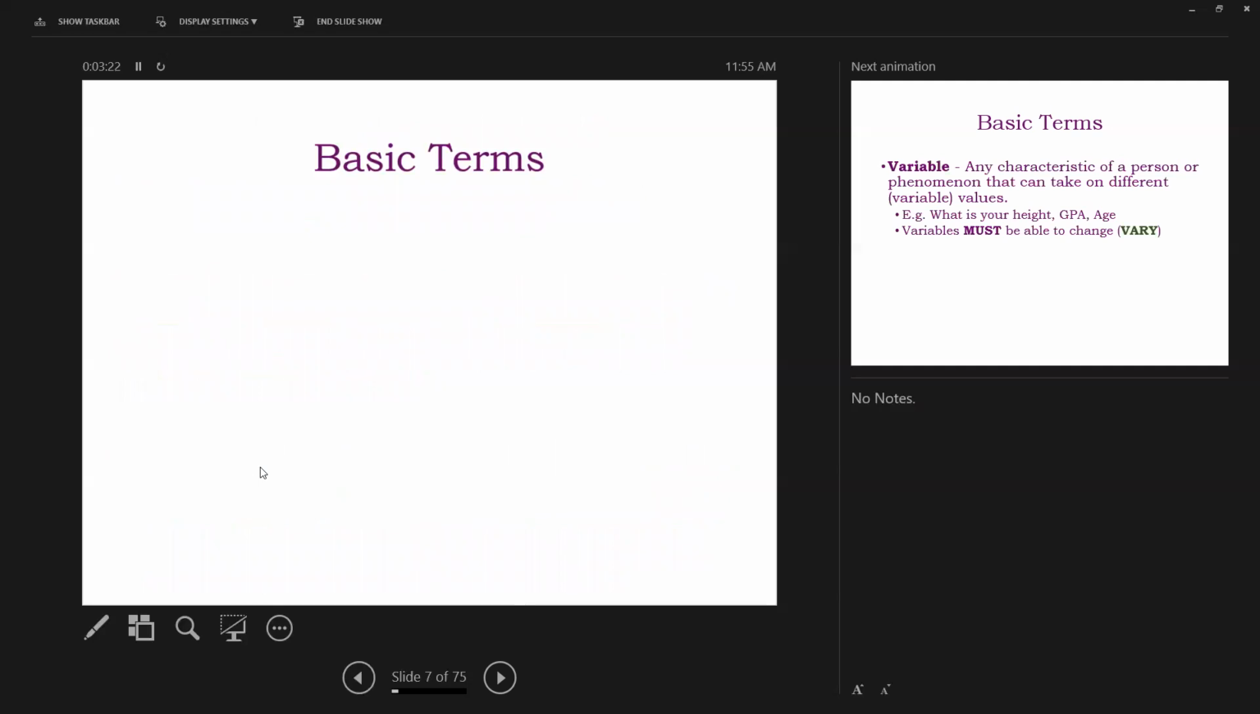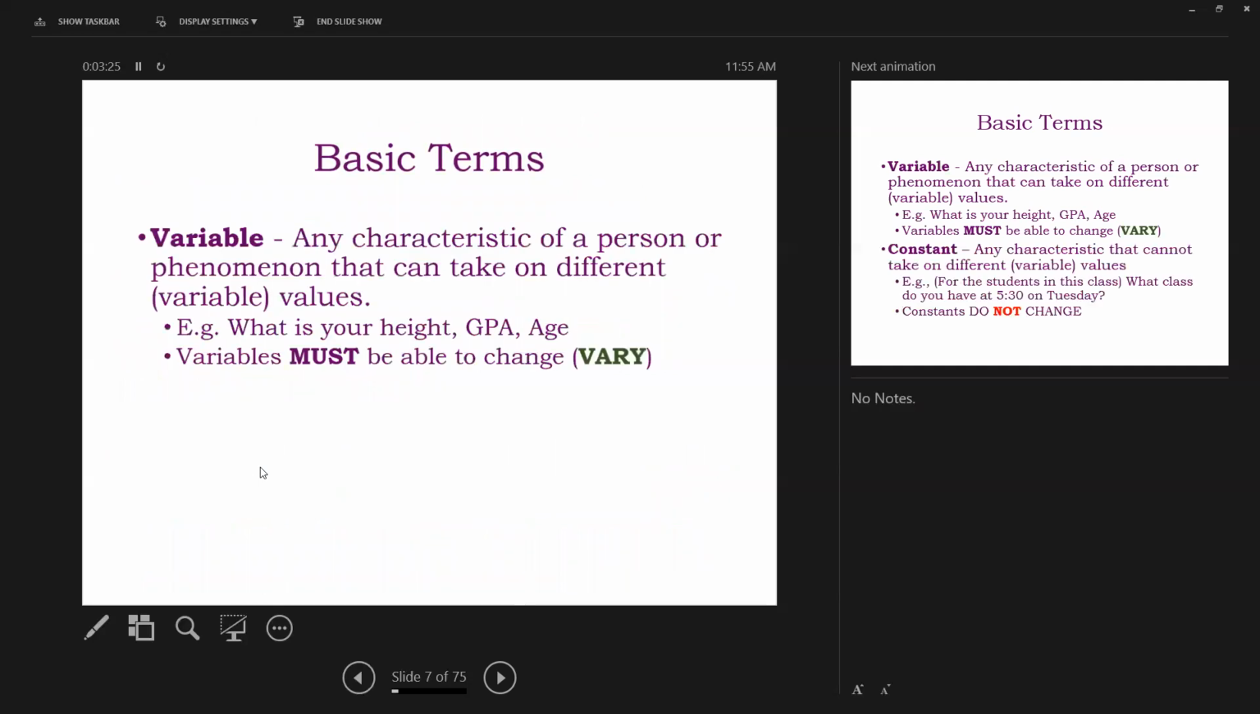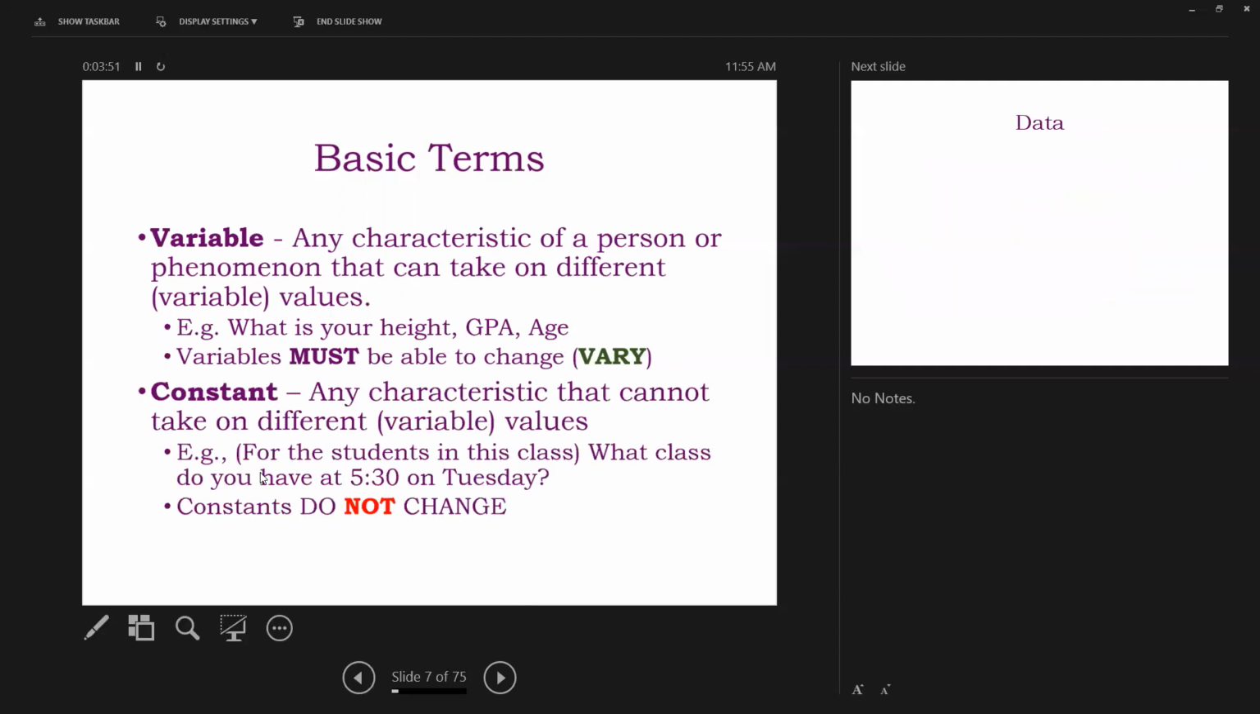Okay, so some basic terms. First, variable. This is any characteristic of a person or phenomenon that can take on a different value. Okay, it has to be able to vary. It can be your height, GPA, age, a personality factor like openness to experience, morality, aggression, lots of different things. The important thing is that a variable has to take on different values. If it's all the same, then it's what we call a constant, any characteristic that cannot take on different values. So, for example, students in my 5:30 on Tuesday class, what class do you have at 5:30 on Tuesday? It's all the same.